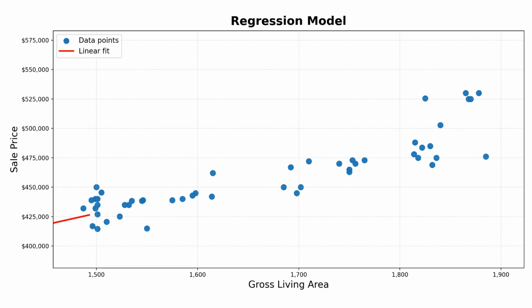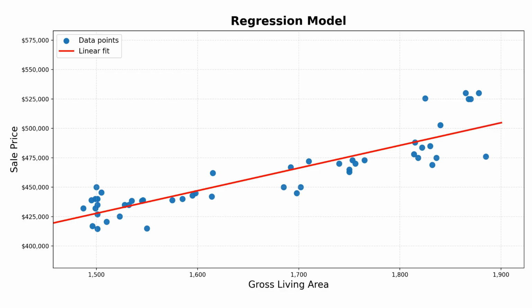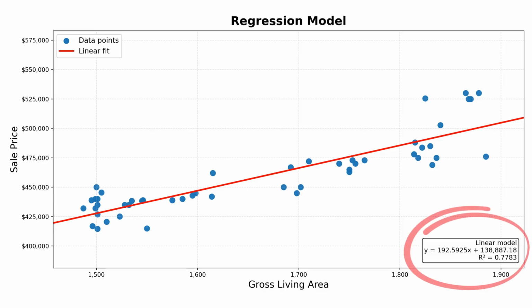Now, as a trend line comes in, all we're doing is asking a basic question. As size increases, how does price tend to respond? This line isn't saying every property behaves this way. It's describing the central tendency of the market. That relationship is summarized here, the slope of the line and the R squared value.